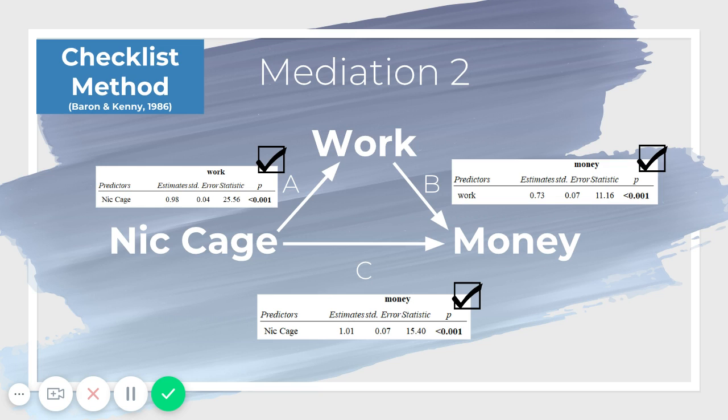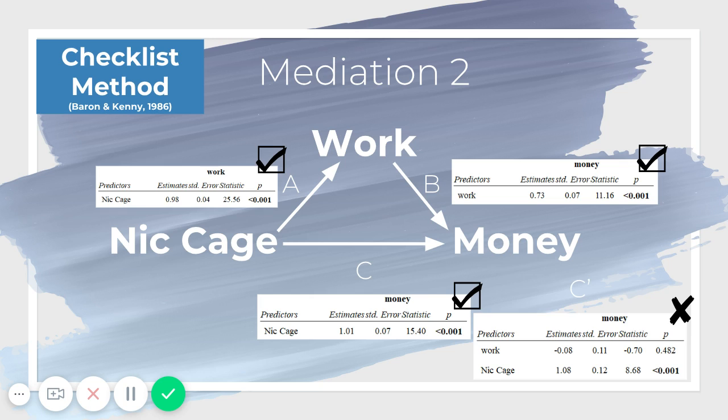That is also rather significant, slightly less of an estimate of 0.73, but all of the standard error is about the same, meaning that the variance is really small between all of these variables, but work is slightly less predictive for money. Finally, we look at that C prime relationship, which is the relationship between Nick Cage and money after we take into account the work effect. We see that it is not significant in this method. So we see that when we account for Nick Cage, in fact, we lose the relationship between work and money.